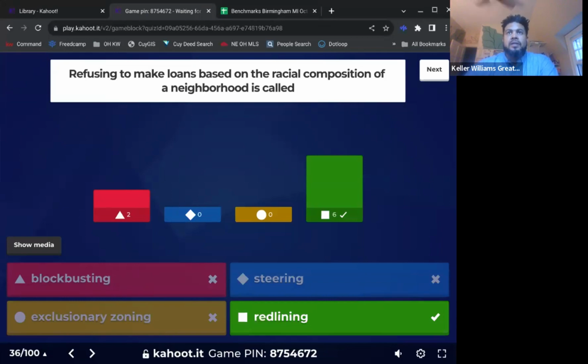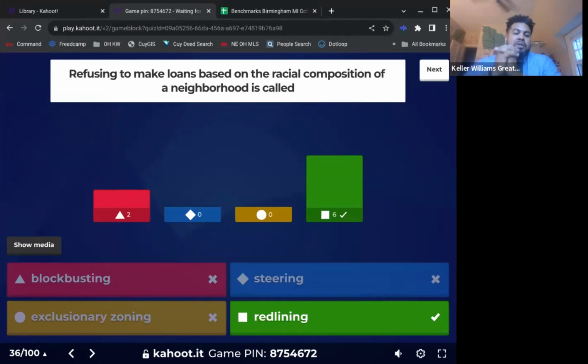Blockbusting is when agents would instill fear in homeowners to get them to sell by saying that different races or different people were moving into the neighborhood, or things like that. So they would get them to sell their homes. And that was called blockbusting. Going onto the block and getting people to move out of it was blockbusting.